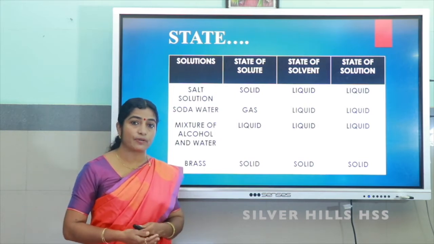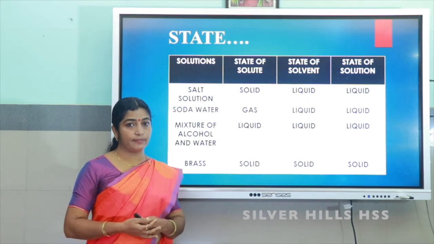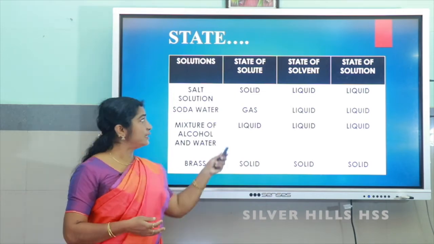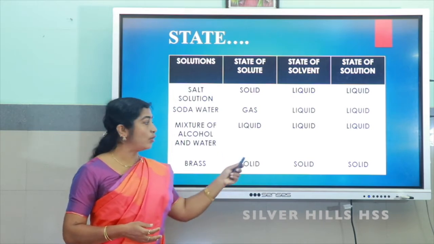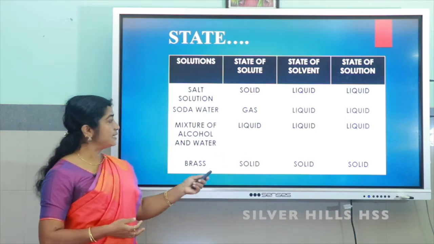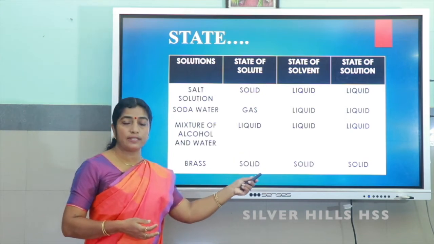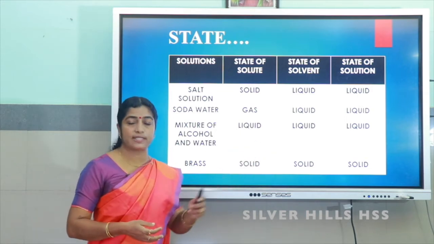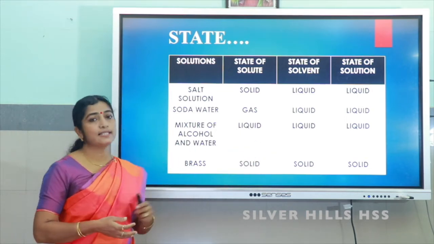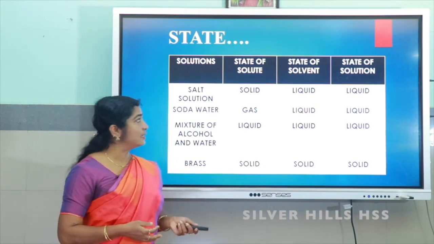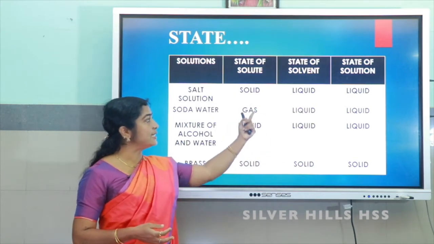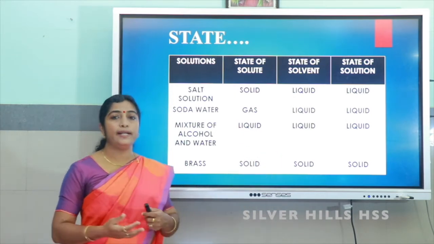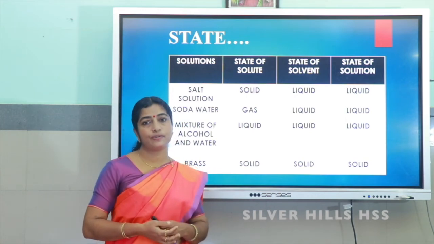And one more solution, brass. Brass, it is a mixture of copper and zinc. Copper is the major component and zinc is the smaller component. The solute is zinc and copper is the solvent. Zinc, it is in solid state, and copper, the solvent, which is also in solid state, and the solution is brass, it is also in solid state. When we analyze this table, we can understand that the state of the solution and the state of the solvent are same.